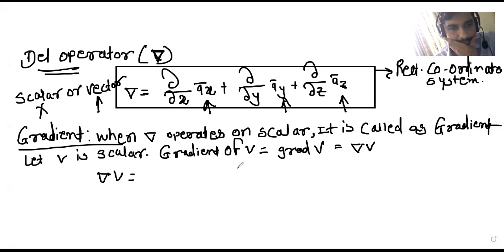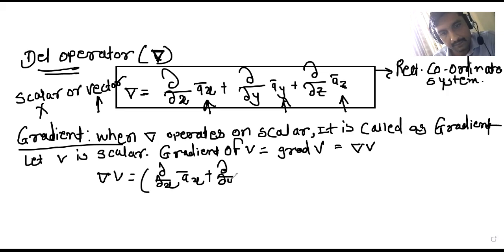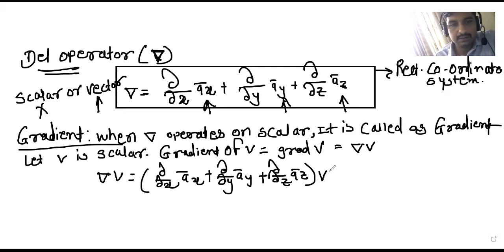So del V is equal to, what is the value of del? I have written there. Its value is dou by dou x a bar x plus dou by dou y a bar y plus dou by dou z a bar z. So this is the value of del. And what is the value of V? It's not given, it's a scalar quantity. So V. This is gradient.